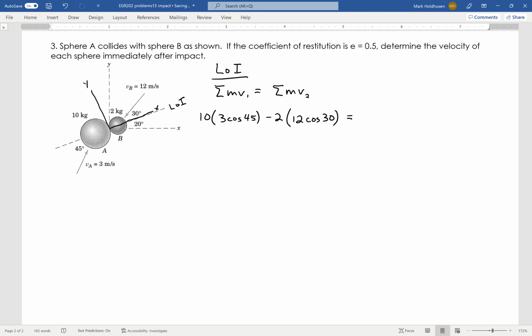velocities along the line of impact. So it's going to be basically 10 times VA2 in the x direction. Again, I'm calling x the line of impact. Plus 2 VB2 in the x direction. So those are the final velocities along the line of impact, right? Because momentum is conserved for the entire system along the line of impact.